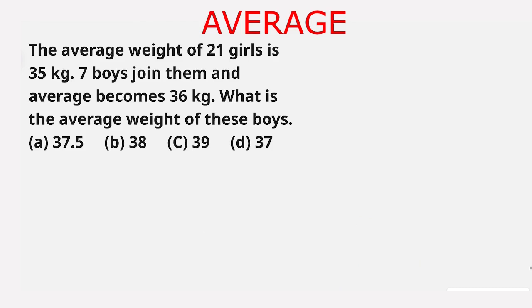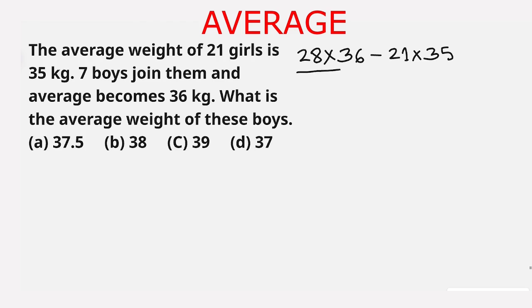After joining the 7 boys, the number of persons becomes 21 plus 7 is 28 and their average weight becomes 36 kg. So the total weight is 28 multiplied by 36 kg. Now we subtract the weight of the girls. So that will be minus 21, which is the number of girls, multiplied by their average weight 35 kg. And this will be the total weight of these 7 boys.